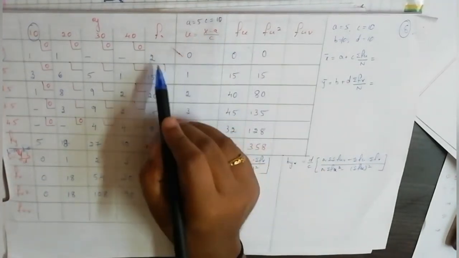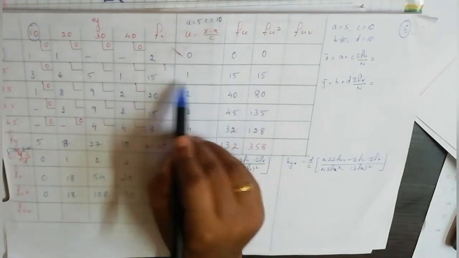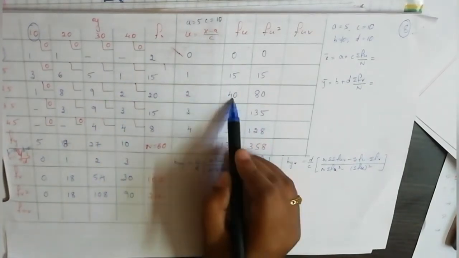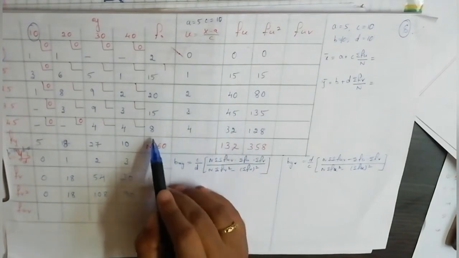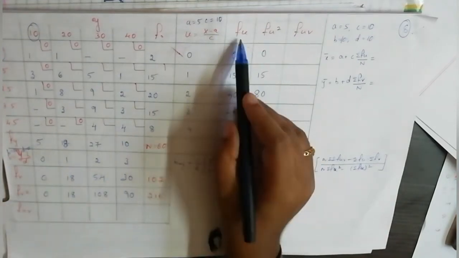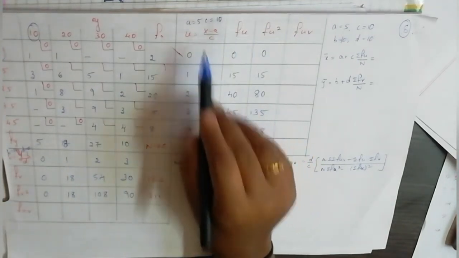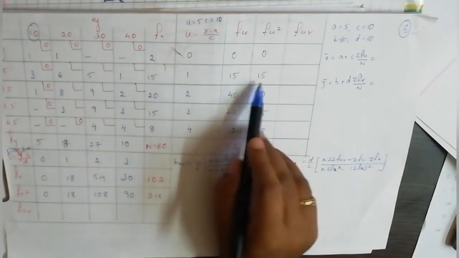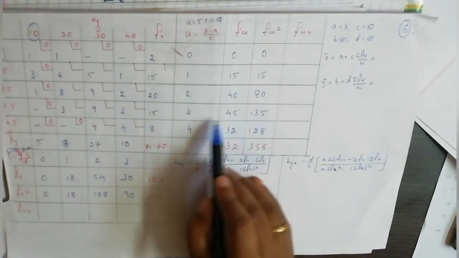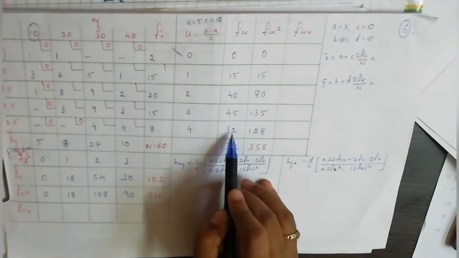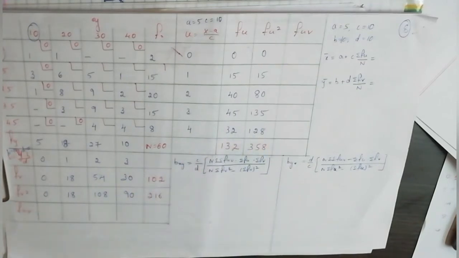So now multiply students. 2 into 0 is 0. 15 ones are 15, 20 twos are 40, 15 threes are 45, 8 fours are 32. Now fu square, fu into u. 0, 15 ones are 15, 40 twos are 80, 45 threes are 135, 32 fours are 128.